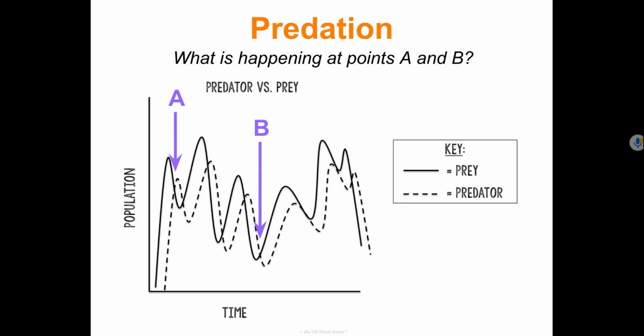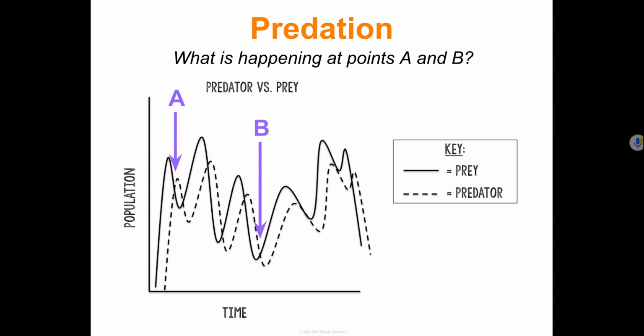At point A, the population of the prey is less than the population of the predators, and the population of the predators has been increasing while the population of the prey has been decreasing. One explanation for this pattern is that the presence of more predators results in more consumption of prey, and this causes a decline in the population of prey.